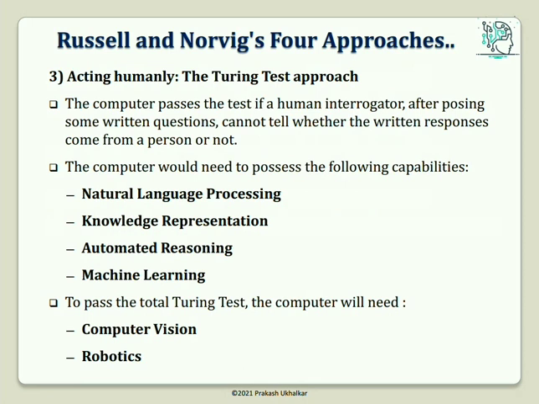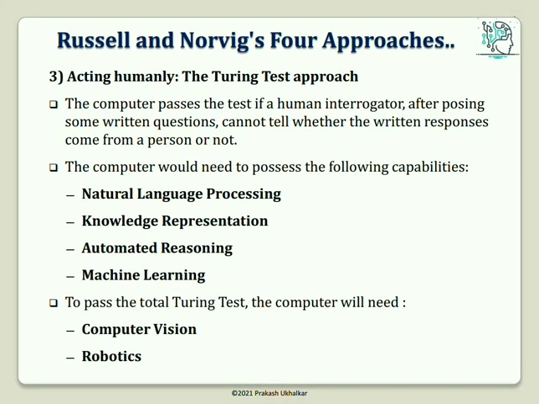Note that programming a computer to pass the test provides plenty to work on. The computer would need to possess the following capabilities, even I would say all of these capabilities. Natural language processing to enable it to communicate successfully in English. Knowledge representation to store what it knows or hears. Automated reasoning to use the stored information to answer questions and to draw new conclusions. And machine learning to adapt to new circumstances and to detect and extrapolate patterns.